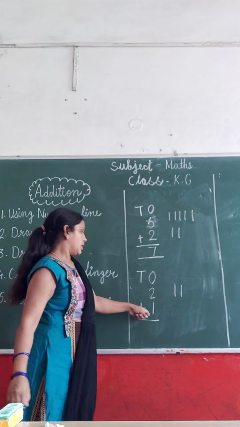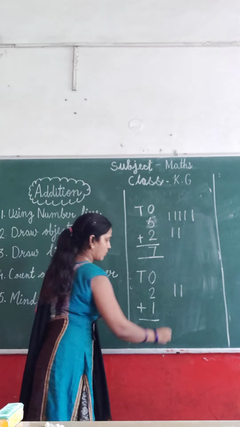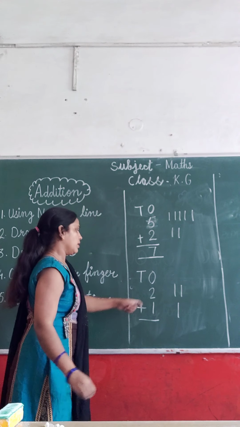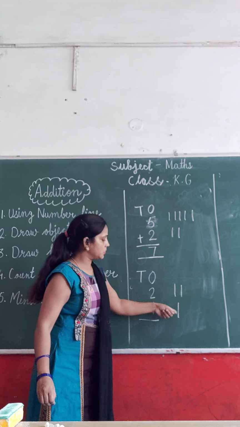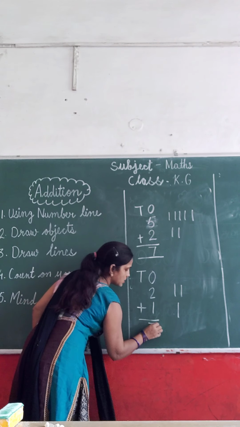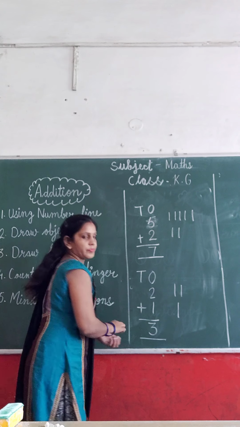Which number is this? 1. Draw 1. How many lines are total here? 1, 2, 3. So the answer is 3.